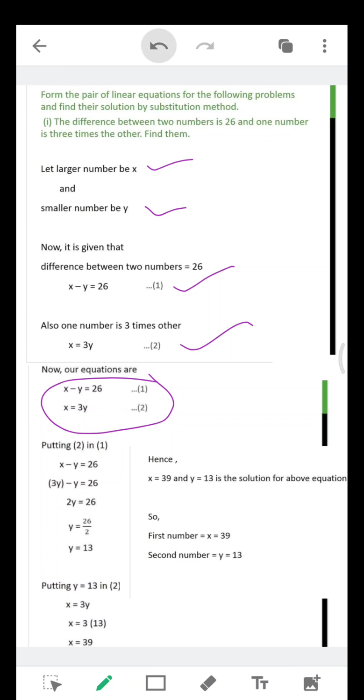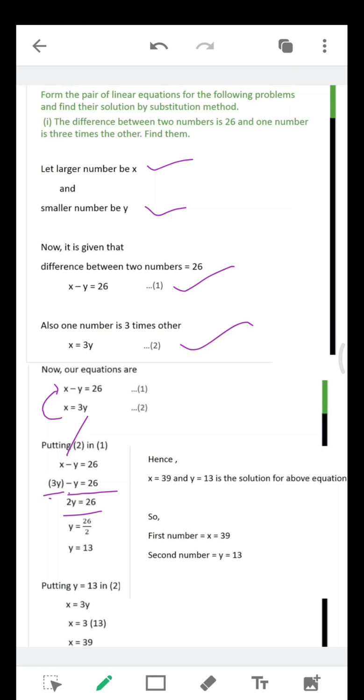So already this is x in terms of y, you can see in equation number 2. So you can directly put this x value in equation number 1. Okay, so I'll put equation 2 x value in equation number 1. So what is our equation 1? x minus y equals 26. So I'll put in place of x, I'll write 3y. You can see here 3y minus y equals 26.